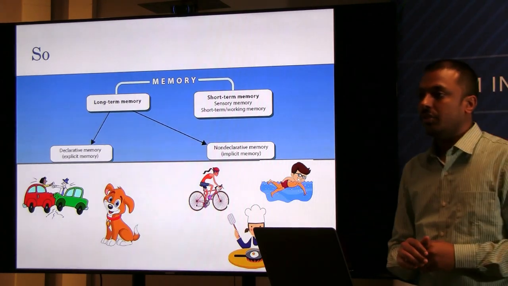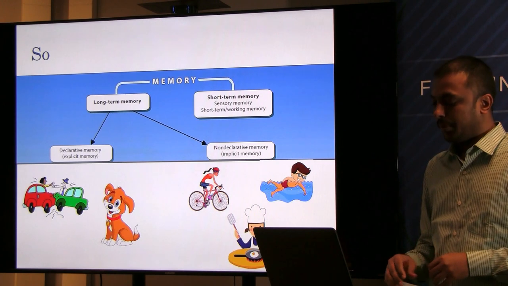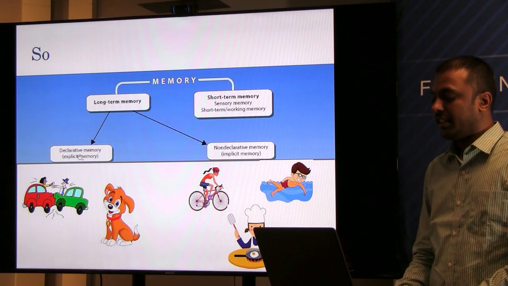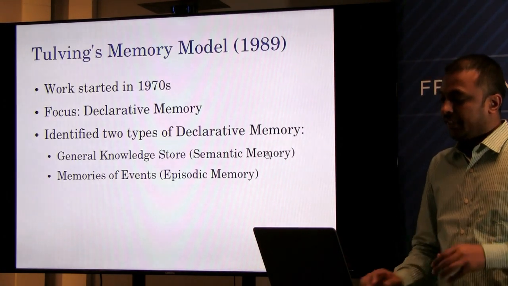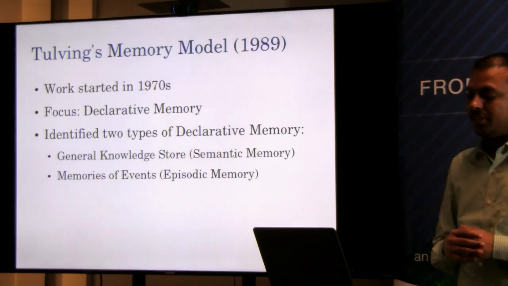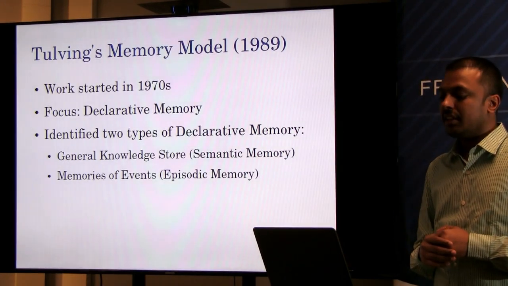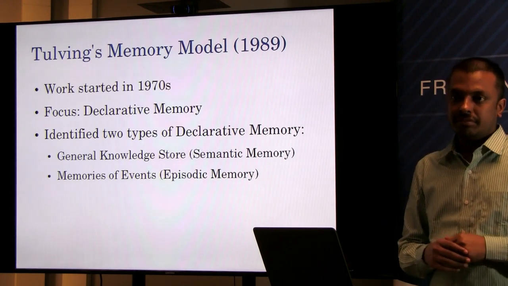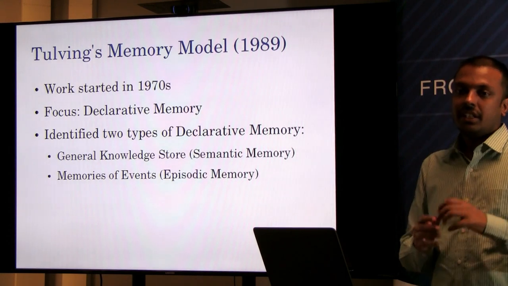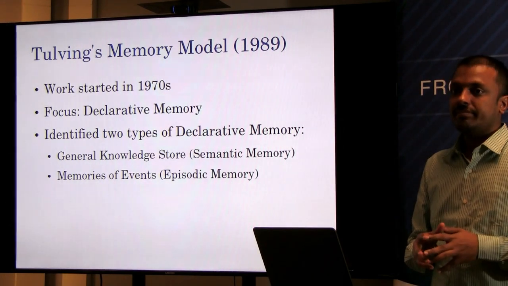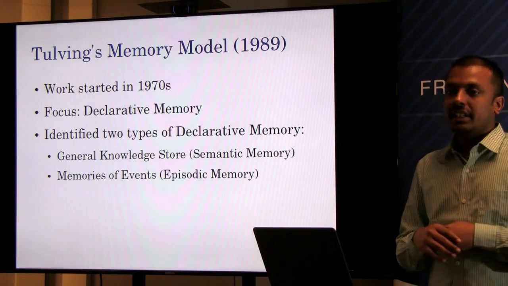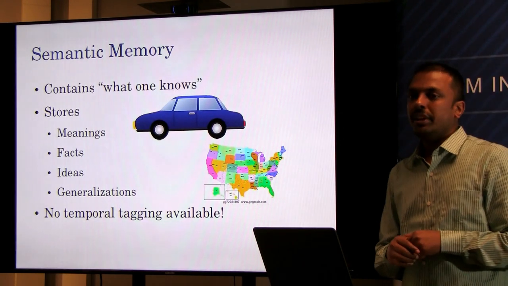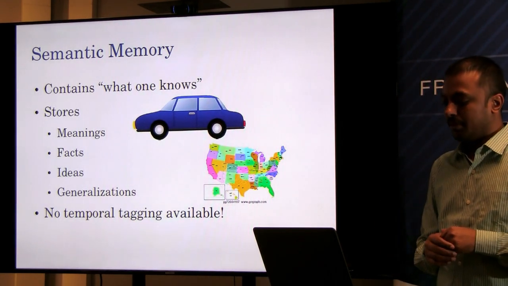This was the state once the memory model talked about long-term memory. It said there is a declarative and a non-declarative version. Then Tulving came up with a further classification. He said the declarative memory, which can be explained, can be further subdivided: one memory which stores general knowledge, and another memory chunk which stores events. The memory which stores general knowledge is called semantic memory.